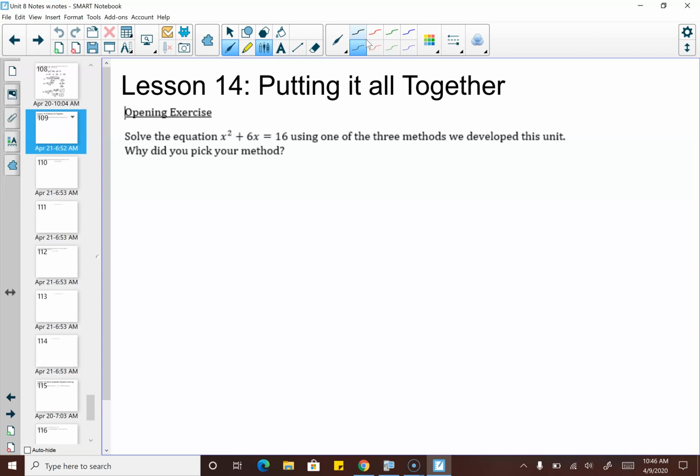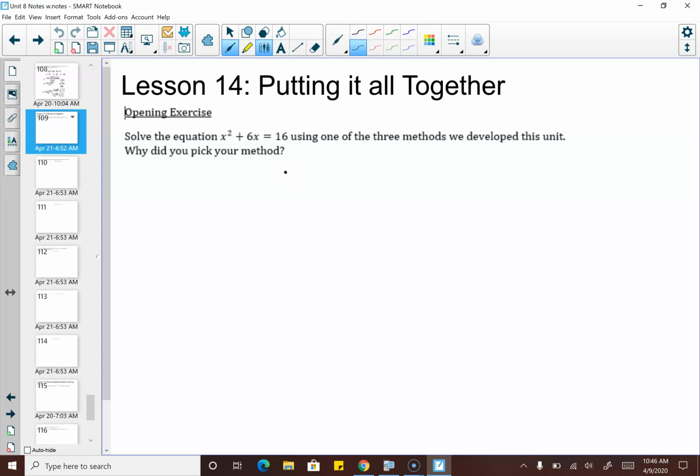So solve the equation x squared plus 6x equals 16 using one of the three methods we developed in this unit. So they're not counting inverse operations as one. They're talking about completing the square, factoring, quadratic formula. And it says, why did you pick this?